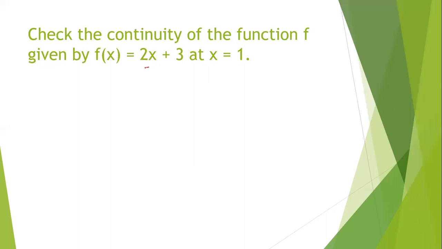Check the continuity of the function f given by f of x is equal to 2x plus 3 at x is equal to 1. So how do we find this out? First we have to see whether the function exists at x is equal to 1. Here the function itself is defined at x is equal to 1. So we say that the function exists at x is equal to 1. We can say f of x is defined at x is equal to 1.